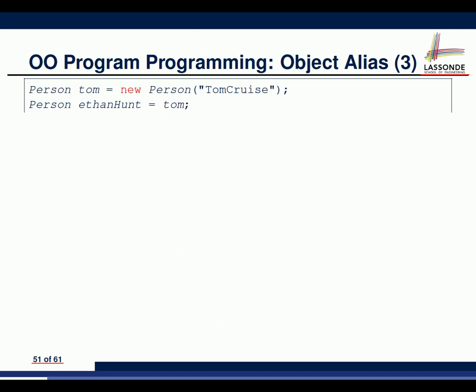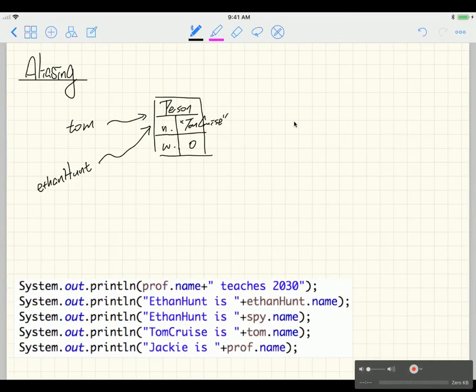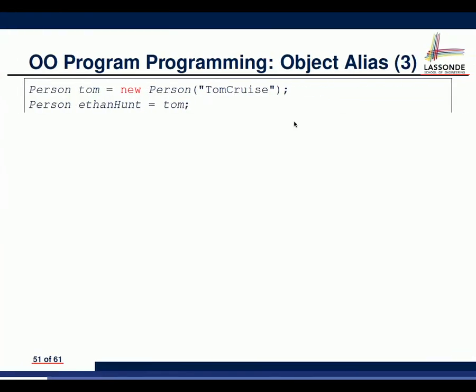Okay, I'm going to draw that as well. So this is what you should get, right? So now the same object has 2 names, Tom Cruise and Ethan Hunt. Make sense? Okay. Anybody who has already lost, please do let me know before I go on. All right, that's about the second line.